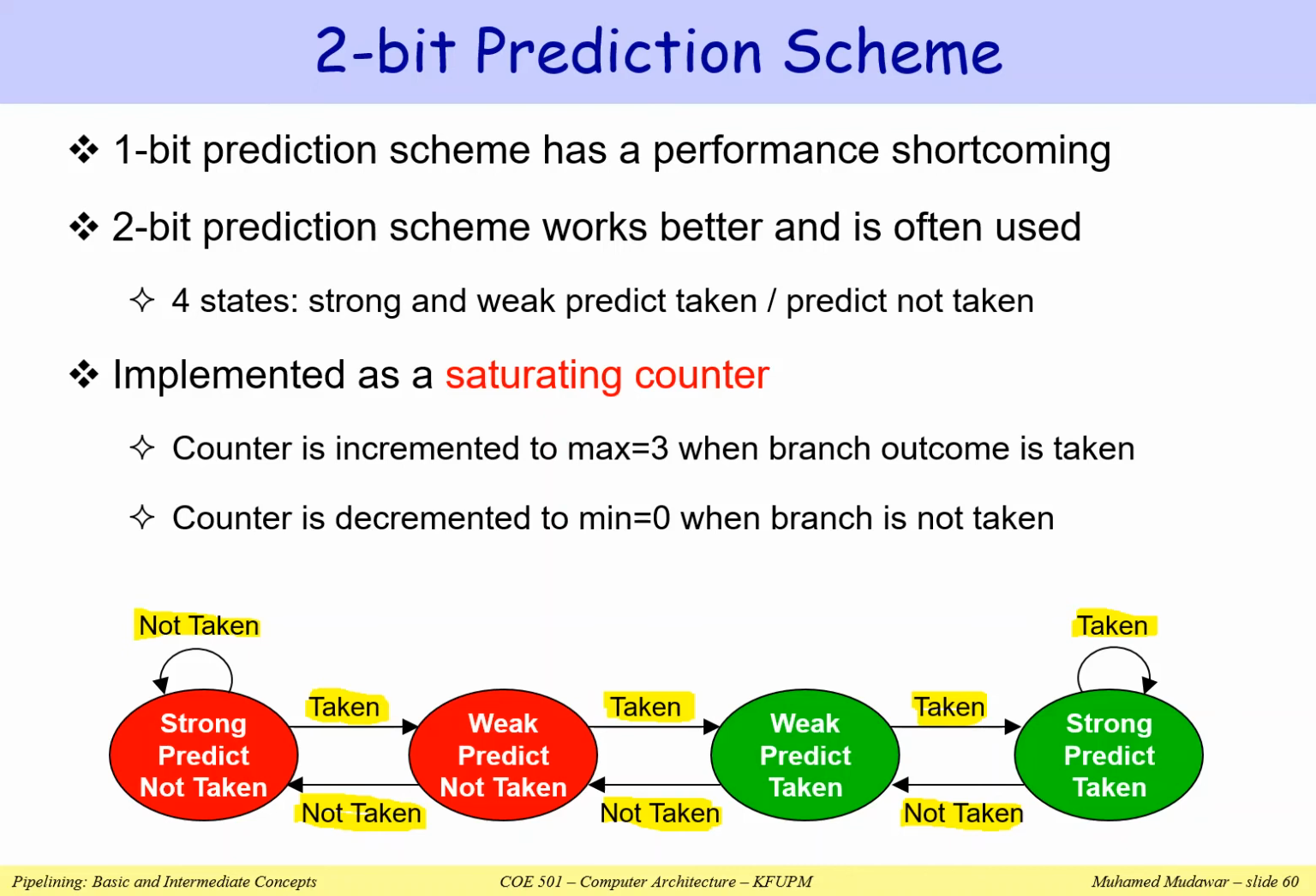So we are switching between the weak and the strong predict taken in the case of the inner loop, and basically we are always predicting the loop to be taken. So we only have one misprediction in the last iteration of the loop, rather than having 2 mispredictions. We are reducing this to only 1 misprediction.